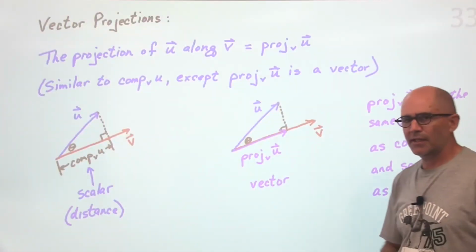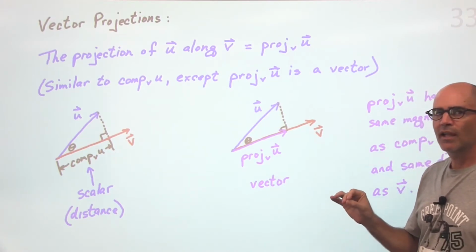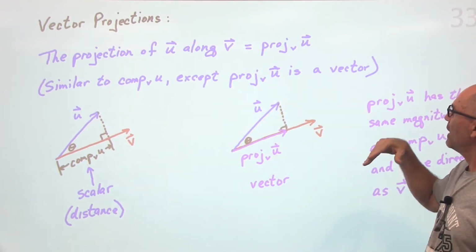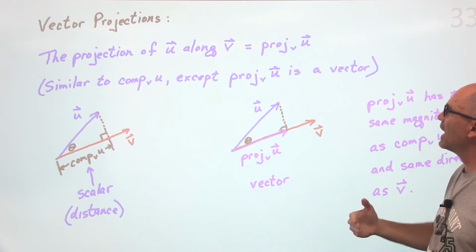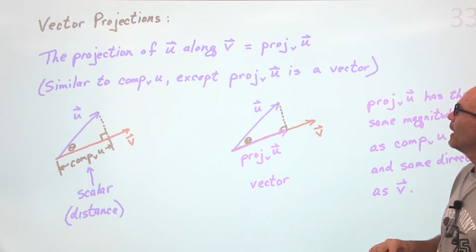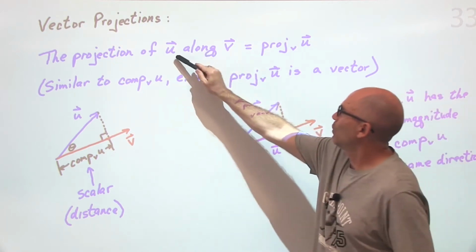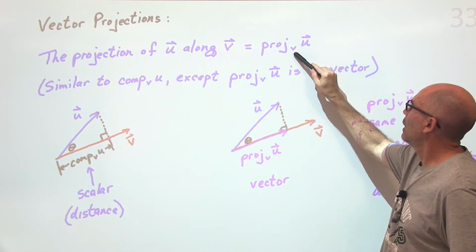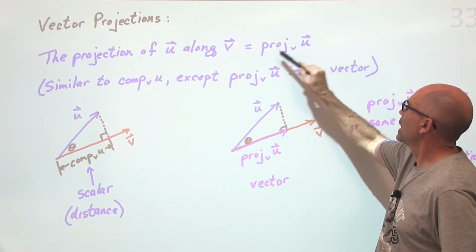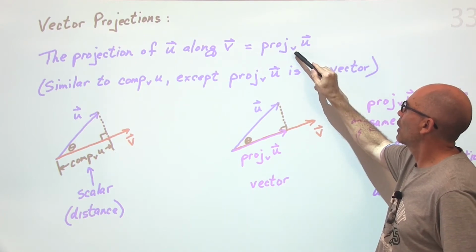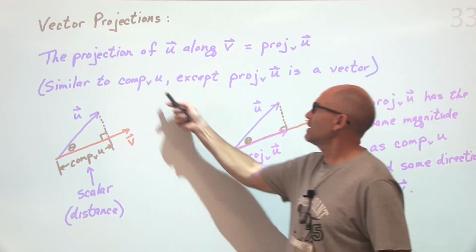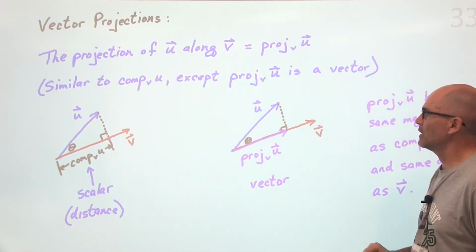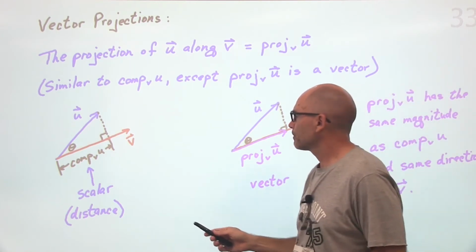Vector projections. Now this is similar to the component, except it's a vector instead of a scalar quantity. So the projection of vector u along v. Like I said, that's similar to the component of u along v, except the projection is a vector itself. So let's take a look at it.